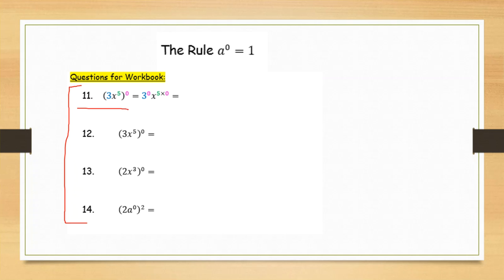So for question 11, part of the working out is done here already. So we get everything inside this bracket needs to be raised to the power of 0. So 3 to the power of 0, x to the power of 5 times 0. So we get 3 to the 0, x to the 5 times 0, which is, this part's 1, this part's 1, so we get 1 times 1 equals 1. Anything to the power of 0 equals 1.